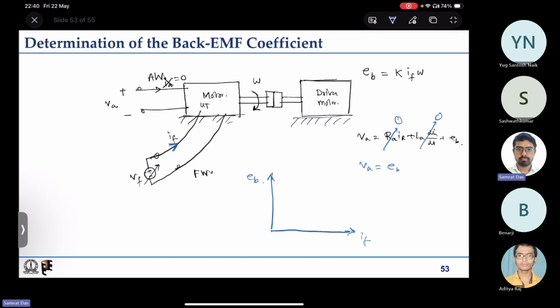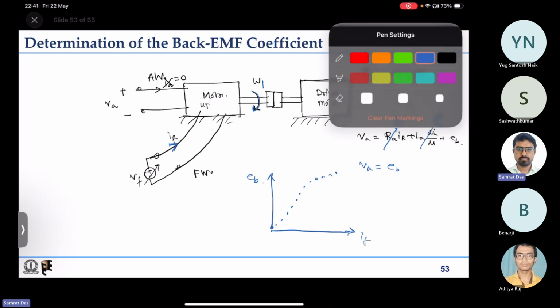So say the motor is rotating at omega equal to omega 1. We change the IF. We start with 0 IF, and because of initial magnetization there may be some small voltage. After that you get different points, and you will see that after some value of current the voltage will not rise at the same rate, so that will be due to the saturation.